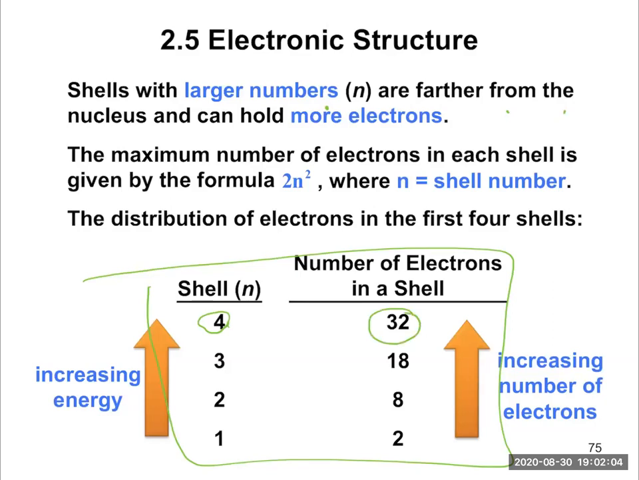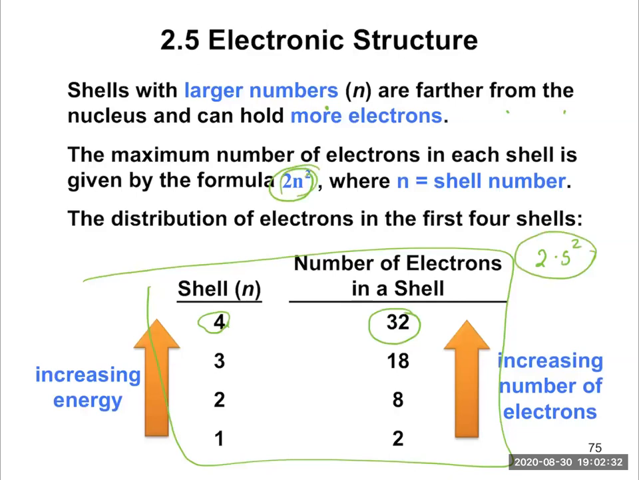The maximum number of electrons in each shell is given by this formula. So for example, let's say you want to know how many electrons can be held in n equals 5. You will do 2n squared. So 25 times 2 will be 50, right? So this is how you will find out, using this equation, how many.